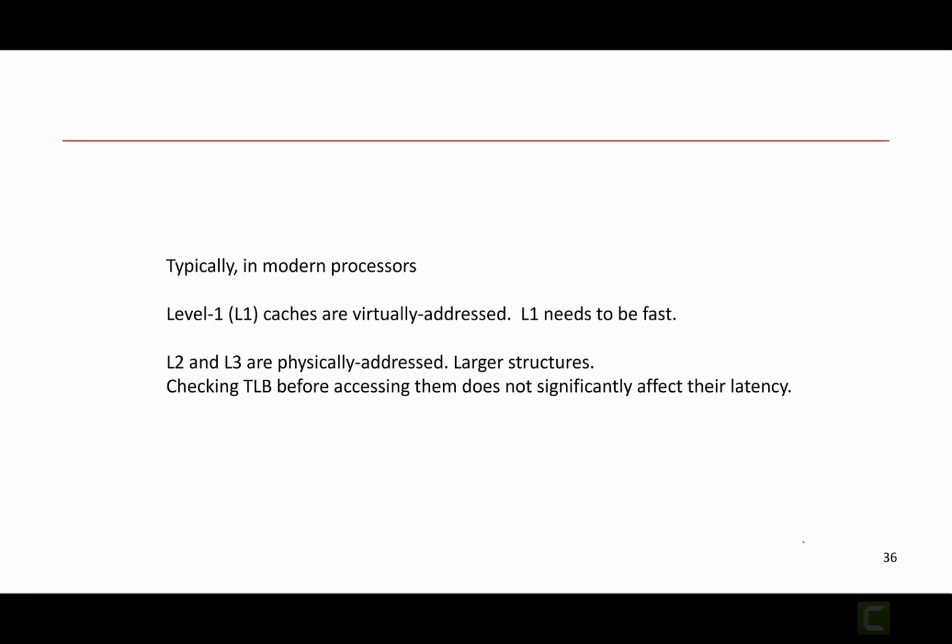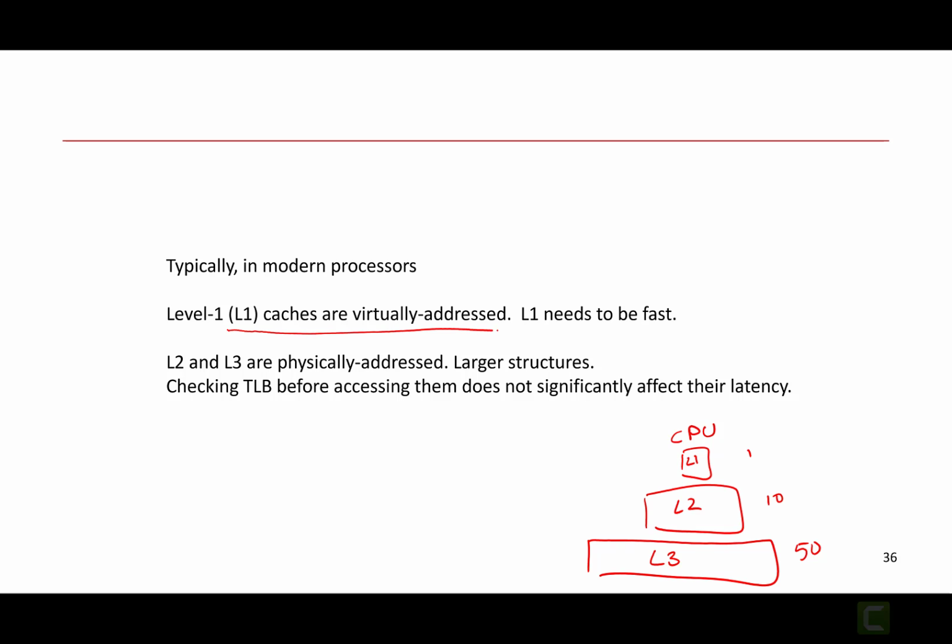So what do we really use today in modern processors? Well, for level 1 caches, if you remember our cache discussion, the CPU has multiple levels of caches. There is a small L1 cache, and then a much larger L2, and then an even larger L3. All these levels exist because L1 is much faster, L2 is a bit slower, and L3 is even slower, 50 cycles or so. L1 has to be super fast, so you want to do as little work as possible, and we want to not do the address translation before accessing L1. Therefore L1 caches are typically virtually addressed.